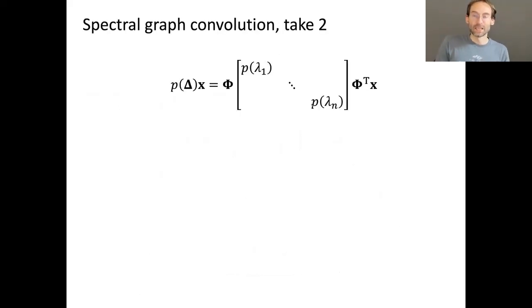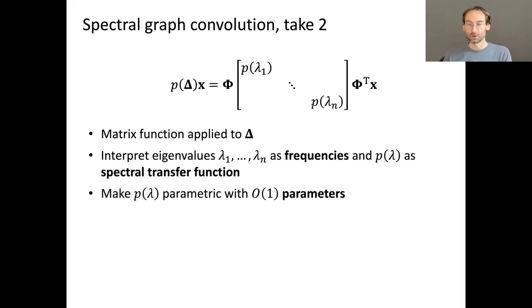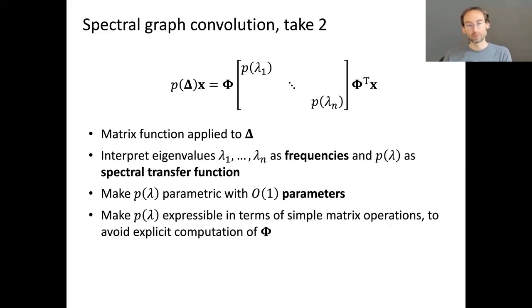So let us again take a step back and try to look at the filtering process slightly differently. We can think of it as a kind of matrix function that is applied to our matrix. And if we interpret the eigenvalues as frequencies, this matrix function P, which is a scalar function, can be thought of as a spectral transfer function, so as a filter. And if we make it parametric with a fixed number of parameters, we solve the problem of the number of parameters depending on the number of vertices of the graph. If we can express this function in terms of simple matrix operations, we can completely avoid the explicit computation of phi.